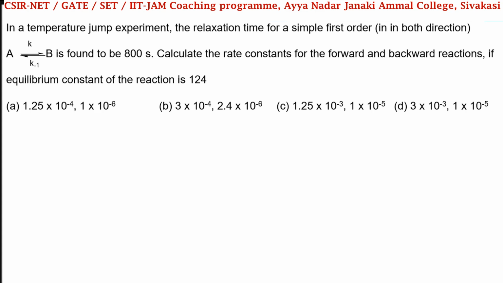And you are in need of one more data, otherwise the problem cannot be solved. You can give the data only in terms of the summation of K1, the forward rate constant, and the rate constant for the backward reaction. You can give the problem up to this. But for individual determination, you are in need of one more data. That data is the equilibrium constant. Calculate if the equilibrium constant of the reaction is 124.